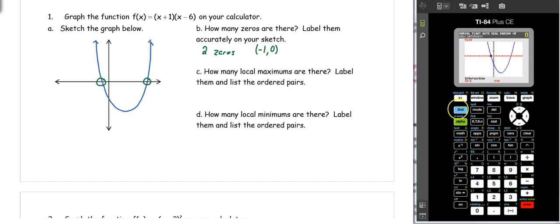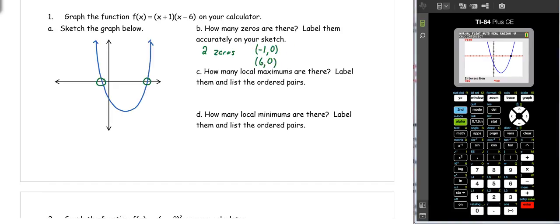Then to find the other intersection, we're going to do second trace 5 again. Now this time the blinking cursor is on the left. We already found that one, so we need to arrow to the right to find our other point. So we're going to arrow all the way to the right until we're closer to that intersection. It might take a couple of arrows to get over there. Once we're finally close enough and we've told the calculator we want the one on the right side, now we can hit enter 3 times. And we get our zero at 6, 0.